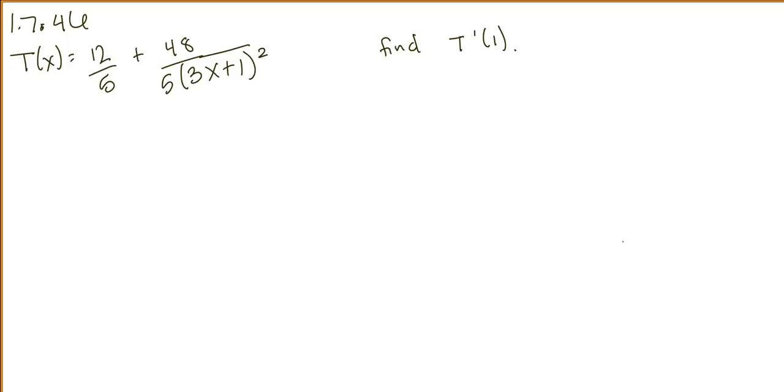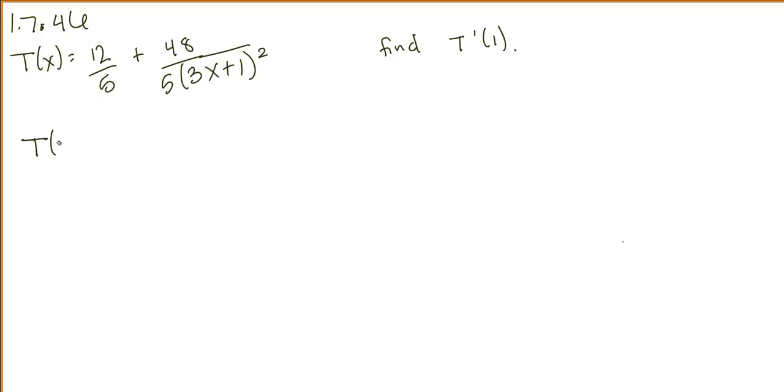This is part of problem 1.7.46. We have our function for our total sales. T of x is 12/5 plus 48 over the quantity 5 times (3x plus 1) squared. And we're supposed to find the derivative of T evaluated at x equals 1, or T prime of 1.